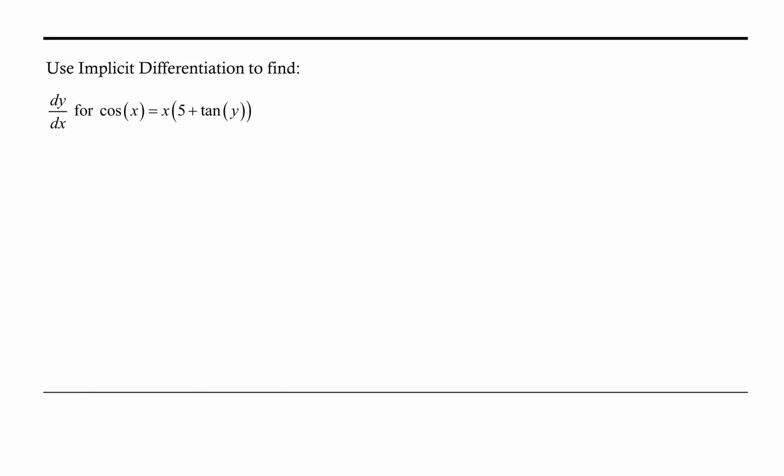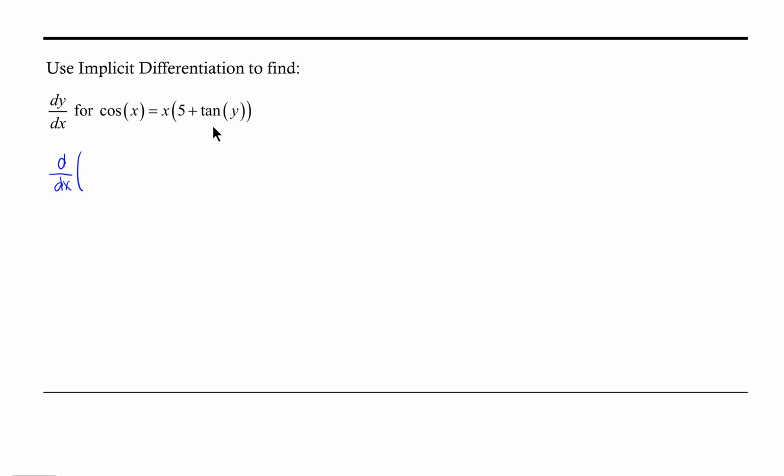Welcome. Let's take a look at an example of using implicit differentiation to find the derivative or the rate of change dy dx for the equation cosine of x equals x times the quantity 5 plus tangent of y. So to get started, we want to take the derivative with respect to x of both sides of this equation.